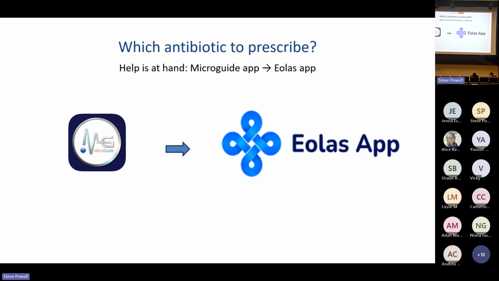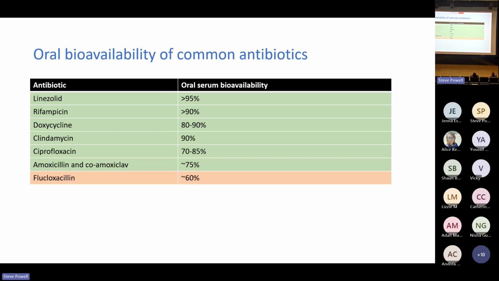Please use what is now the OLAS app. It's not intuitive that that's going to give you antimicrobial information, but it was Microguide, but it's been bought by OLAS now, and that sits on the intranet. It sits under antimicrobial guidelines, but that's the new app.